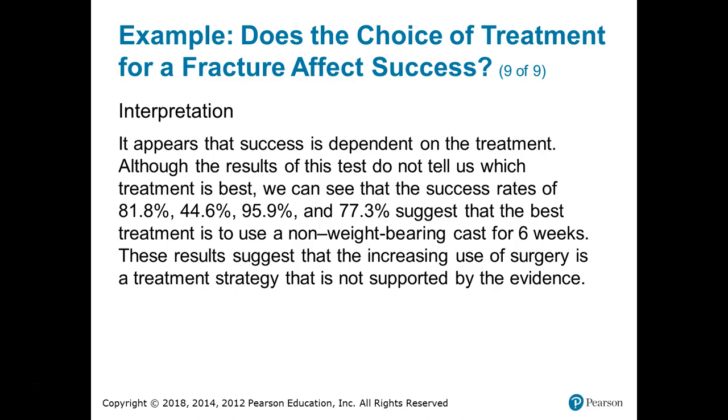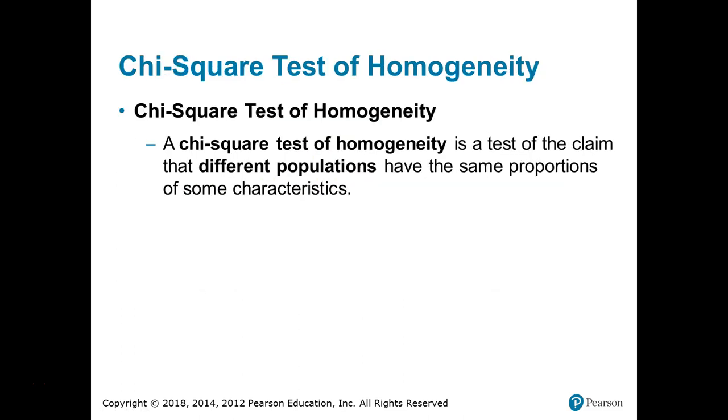Although the results of this test do not tell us which treatment is the best, we can see that the success rates of 81.8, 44.6, 95.9, and 77.3 suggest that the best treatment is to use a non-weight-bearing cast for 6 weeks. The results suggest that the increased use of surgery is a treatment strategy that is not supported by the evidence. So this is saying they are dependent on one another, success, but if we were to look just at the success and failure rates, that would suggest that the non-weight-bearing treatment for 6 weeks would be the highest probability of getting a successful treatment for your fracture.